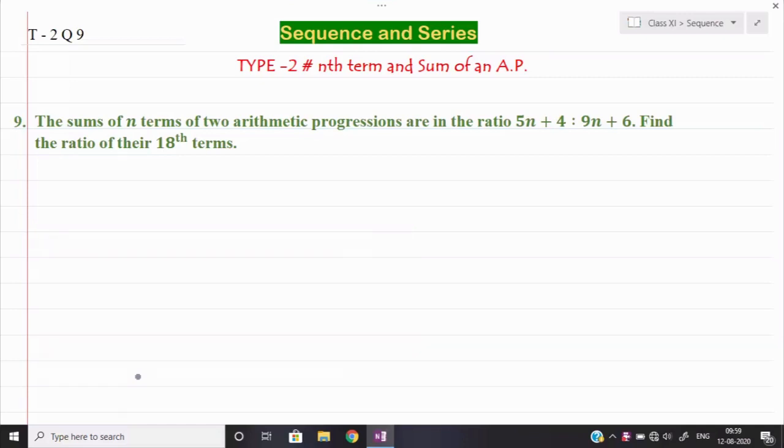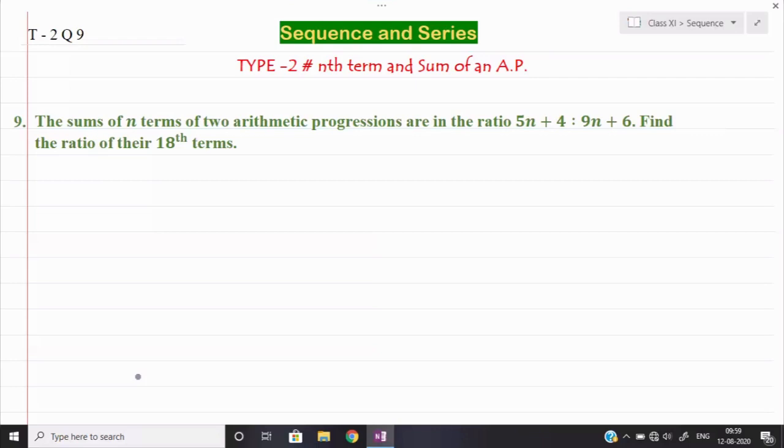For example, suppose one AP is 2, 4, 6, 8, 10 and so on. And the second AP, suppose it is 1, 3, 5, 7, 9 and so on. So there are two separate APs, which means their first term and common difference are totally different. But they are going up to the same number of terms, meaning if the first AP has 10 terms, then the second AP also has 10 terms.